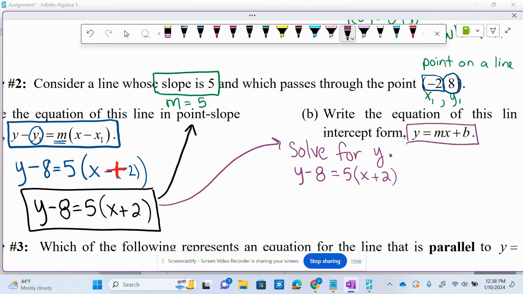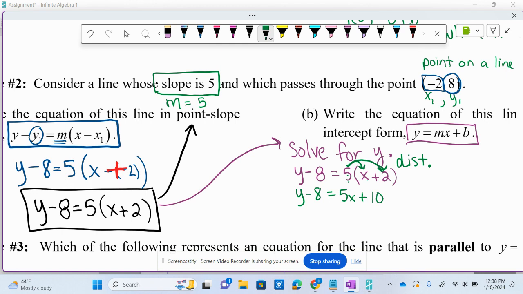There's something we should do before we add. What do you have, Savannah? Distribute the 5. I always take an arrow and draw it from the outside of the parenthesis into each term inside. That means distribute in my brain, and I don't write the word out. So Savannah said we're going to multiply: y minus 8 equals 5 times x is, and 5 times positive 2 is, good job.